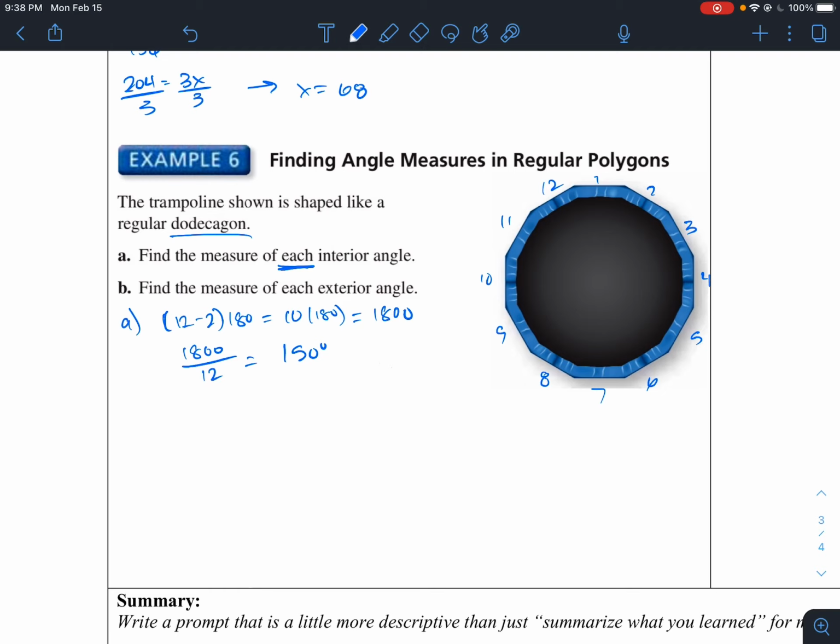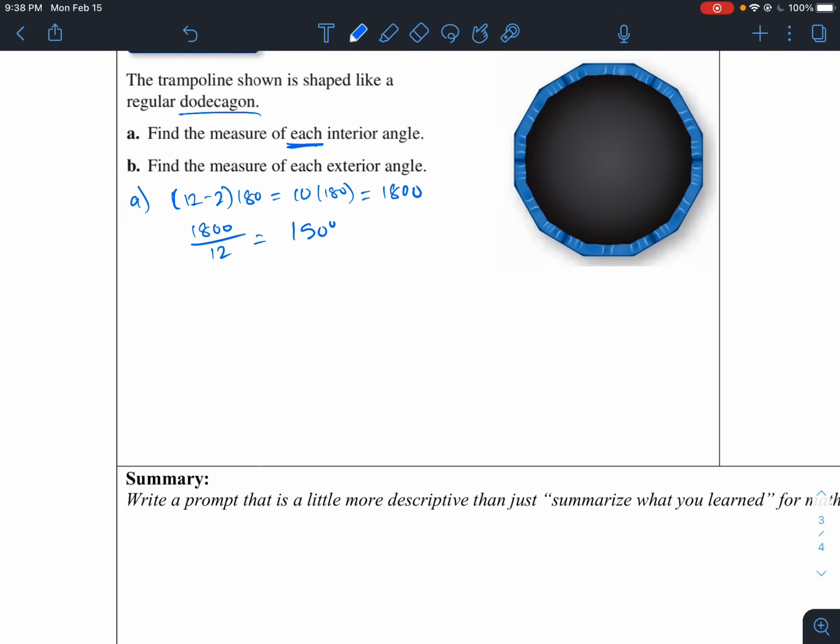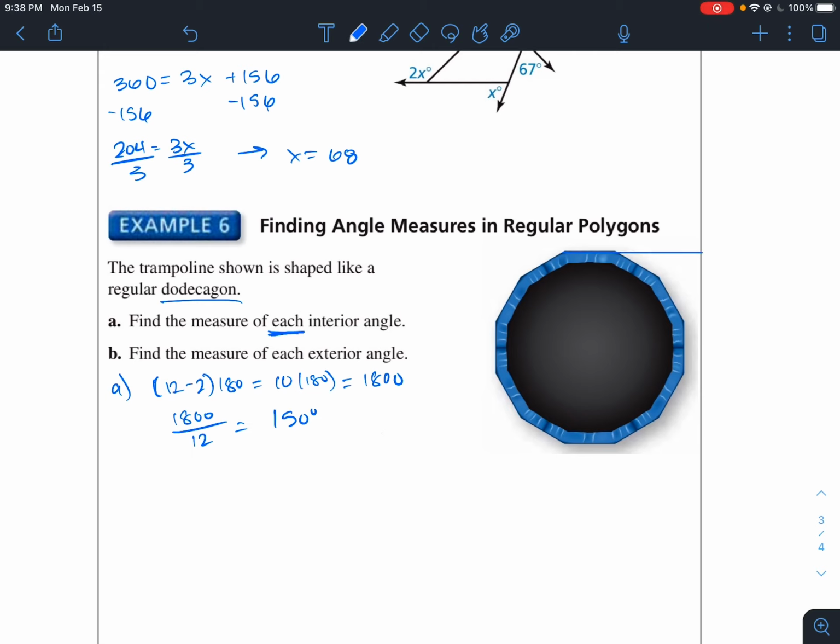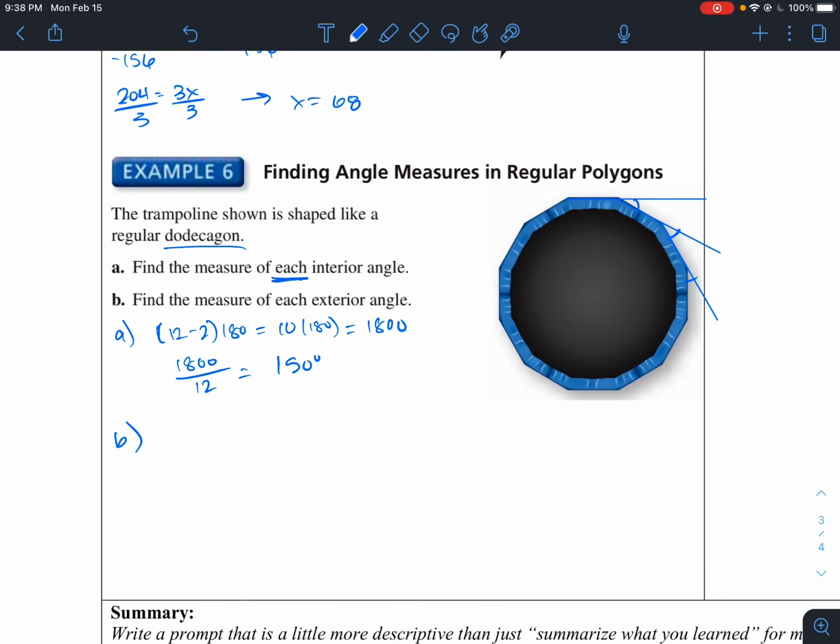Now we need to talk about the exterior angles for part B. The sum of the exterior angles, one at each vertex, should be 360. Because there are 12 exterior angles, here is an exterior angle, right there, and here is another exterior angle, and another. We're trying to find the measure of each of these. For B, again, we know that there are 12 of them, and we know that the sum is 360 degrees. So I can do 360 divided by 12, and I'm going to get 30 degrees. So the measure of each exterior angle in the dodecagon is 30 degrees.